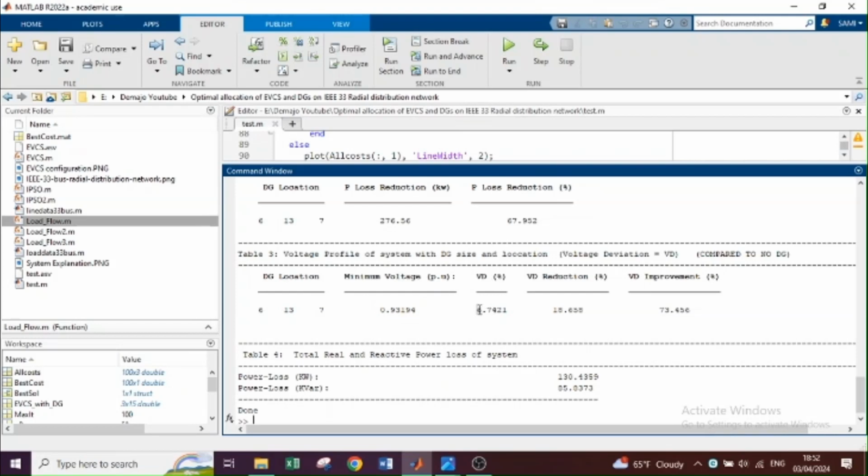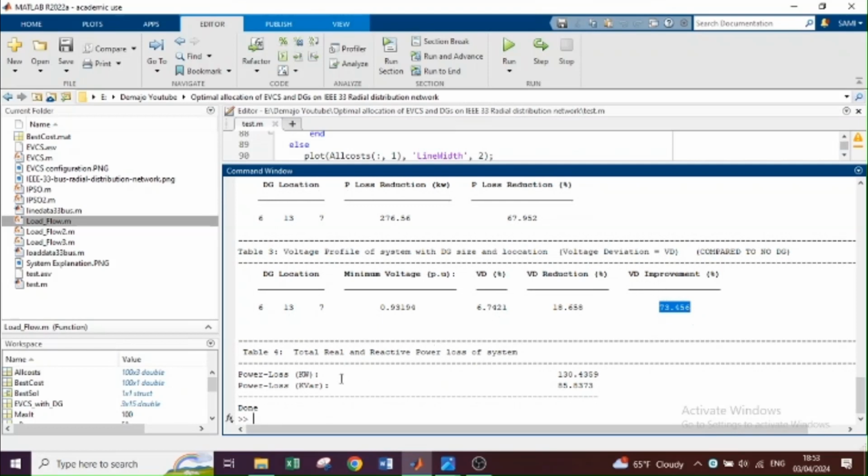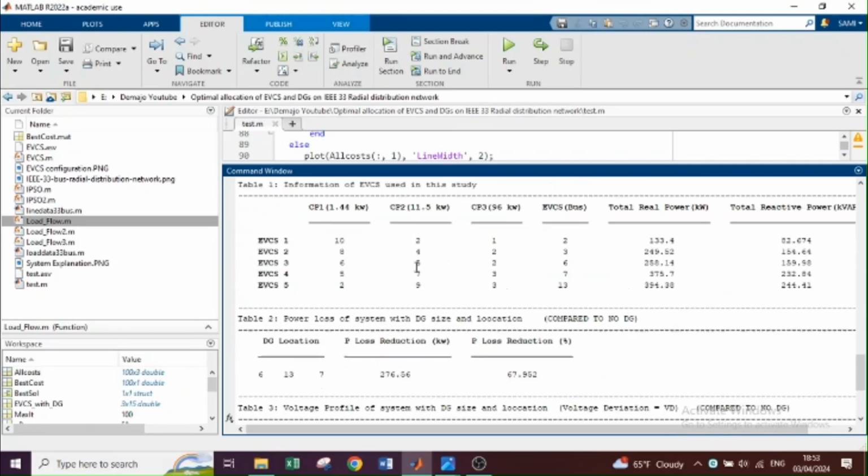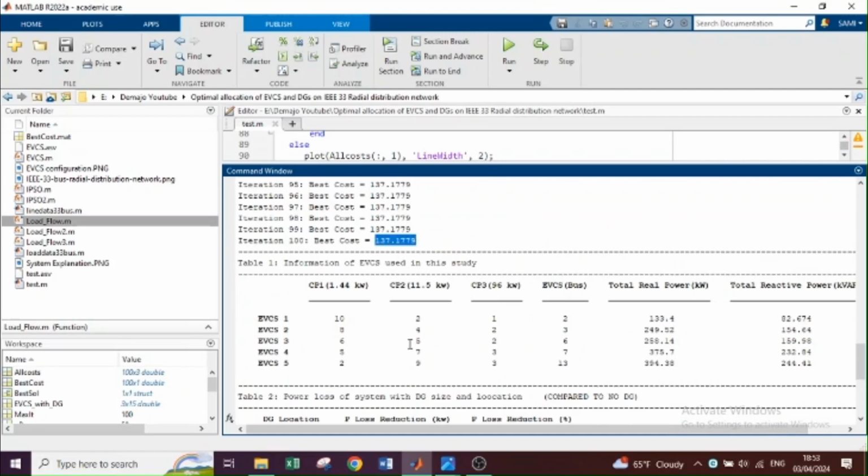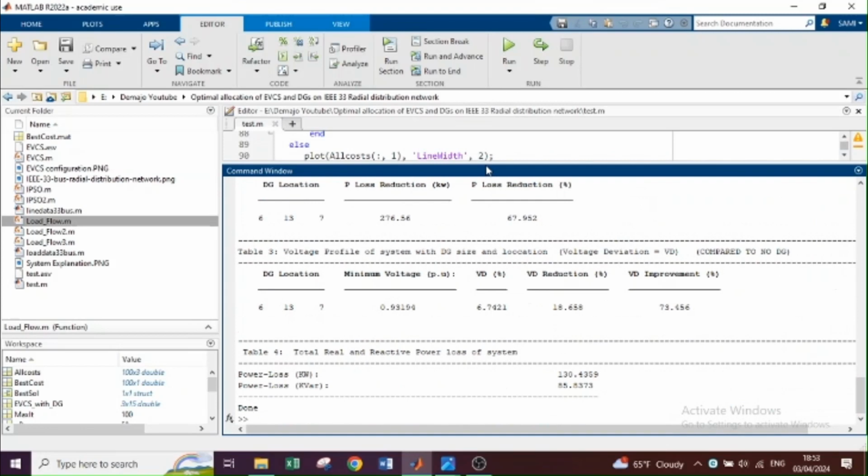Previously in test 2 it was 0.86, and now the voltage deviation is drastically reduced from 25 to 6.74, and this means that the improvement in terms of voltage deviation was 73%. And when we look at the power loss, we definitely see that the power loss is minimized. 130.43 kilowatts is the power loss right now with adding those 3 DGs, and the fitness value is clear.